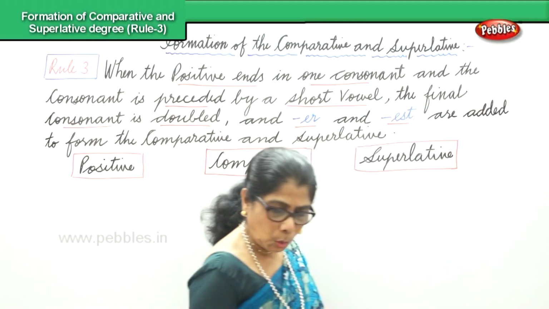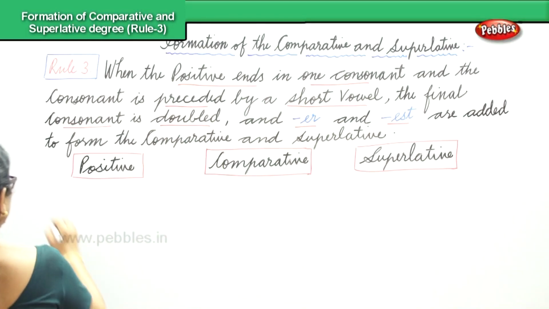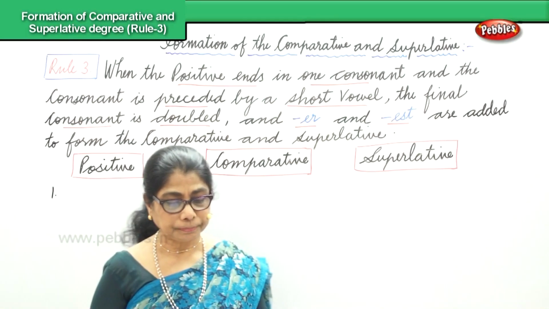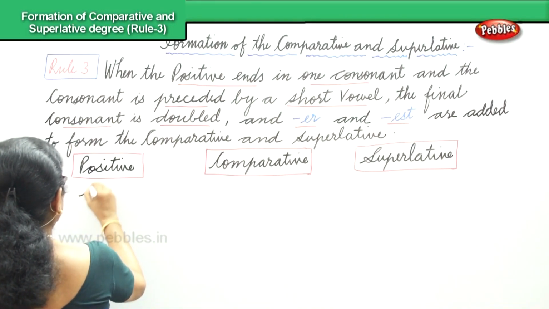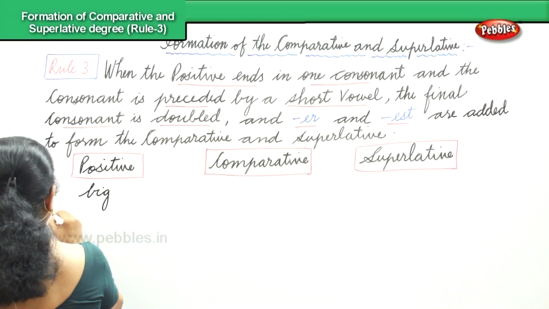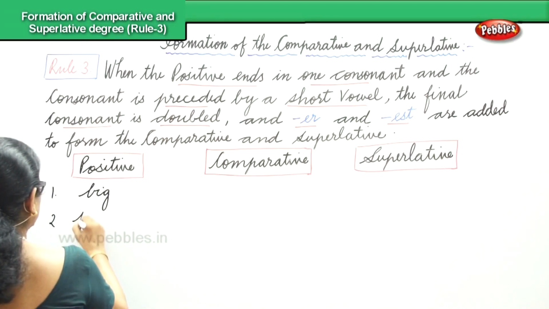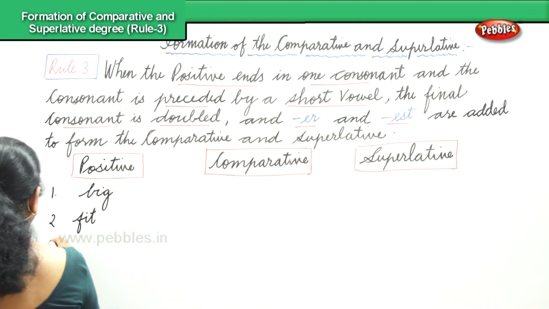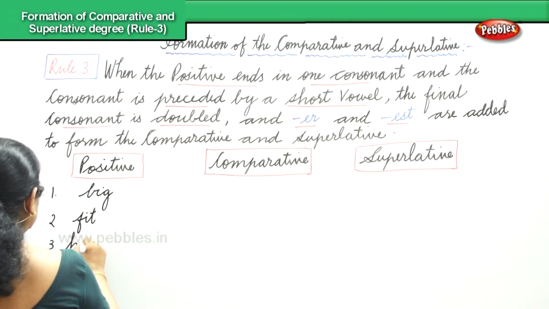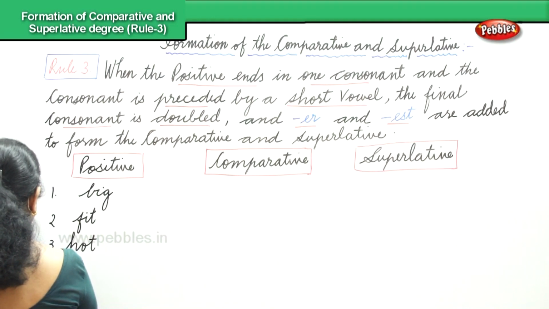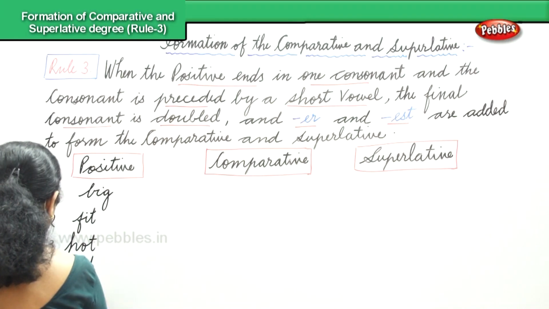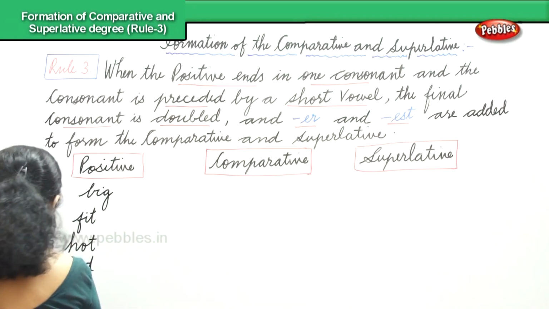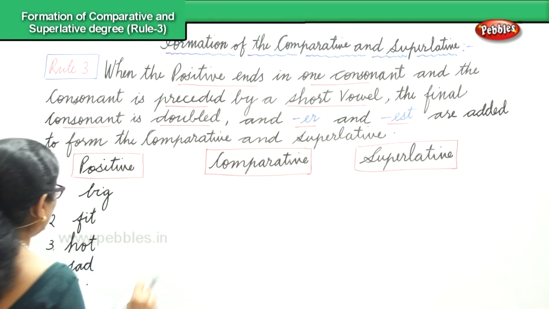Okay, now let's look at the words we have here. First one I have here is big. Next, fit. Third one, hot. Sad. Thin. And the sixth one is wet.